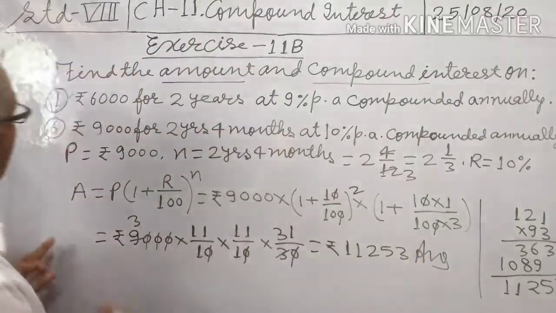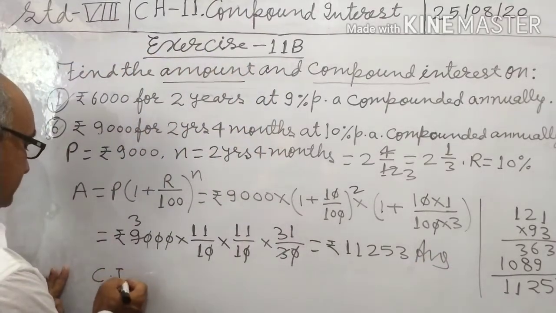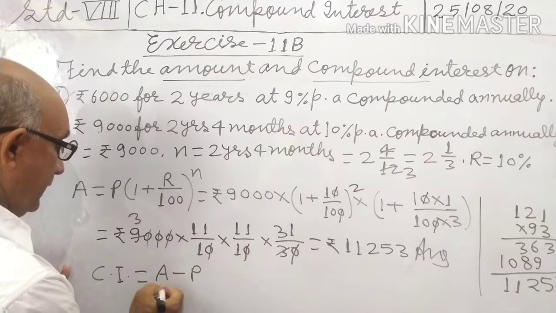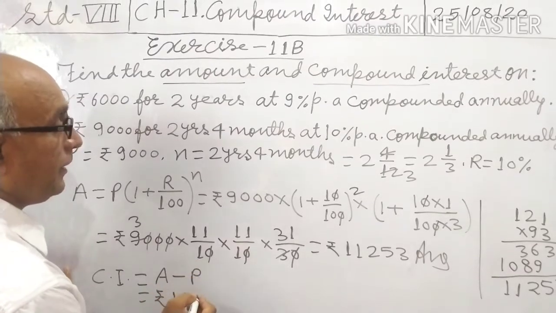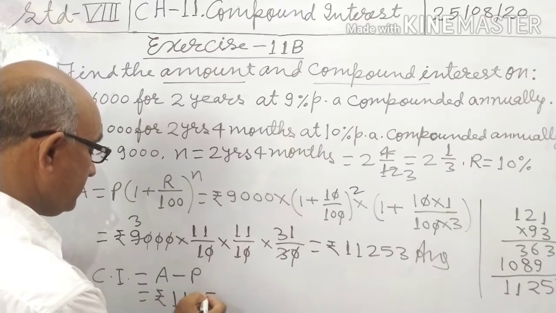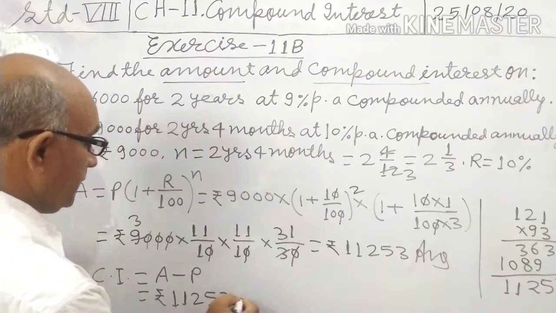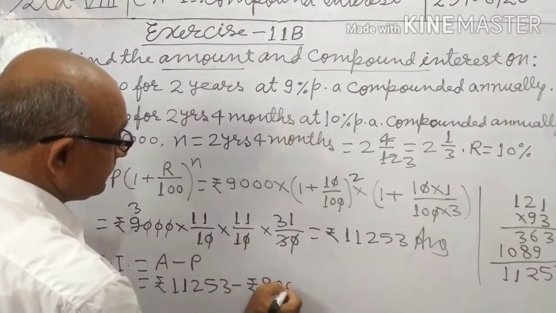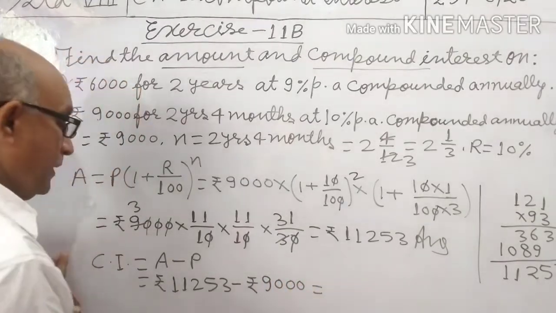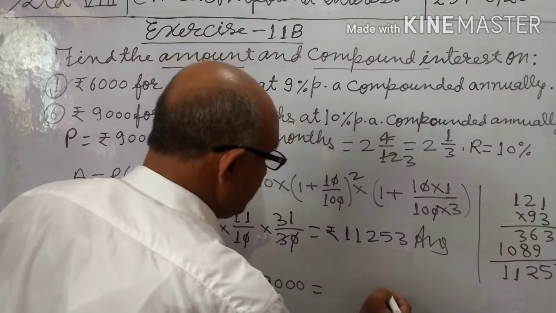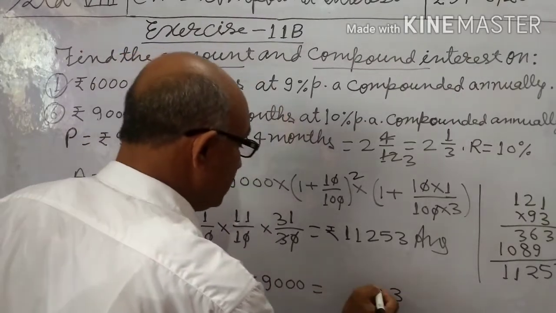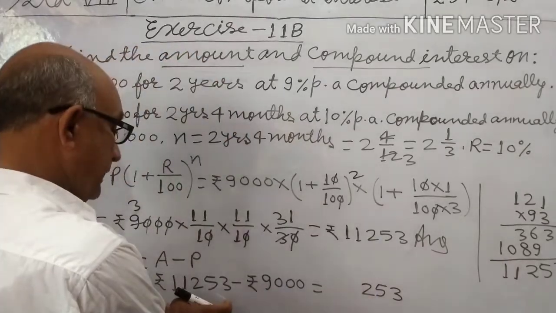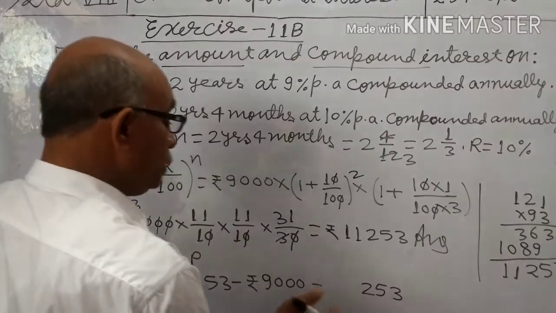First answer is the amount, and the second answer is CI. Compound interest is A minus P. A is 11,253 minus rupees 9,000 equal to 3 minus 0, 3, 5 minus 0, 5, 2 minus 0, 2, and 11 minus 9, 2.